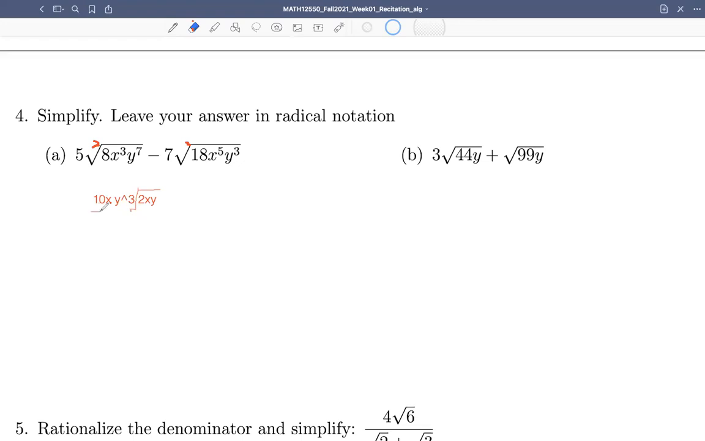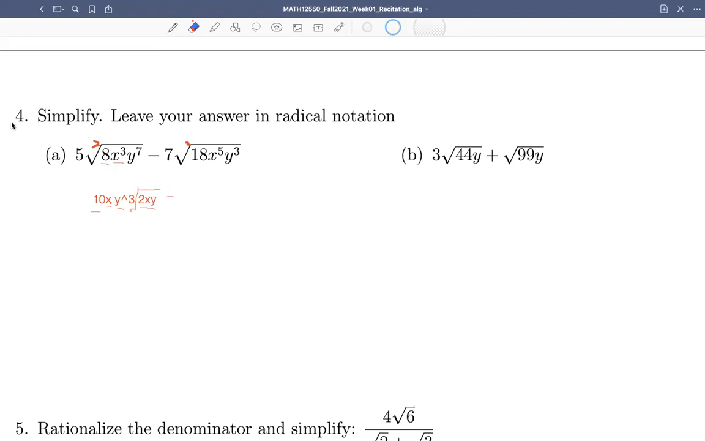Why did I get a 10? Because the square root of 8 is 2 radical 2. So 2 times 5, that's 10. X cubed is x squared times x. X squared square root comes out, becomes x. Y to the 7 can be split as y to the 6 times y. Y to the 6 square root becomes y cubed. Then 2 and xy left inside.